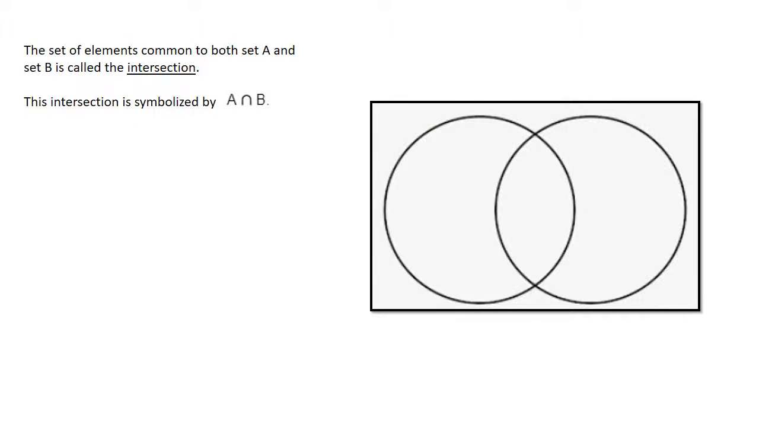The set of elements that would be common to both set A and set B would be called their intersection. That's where the two circles overlap. So that is the intersection. It is symbolized by A intersection B.